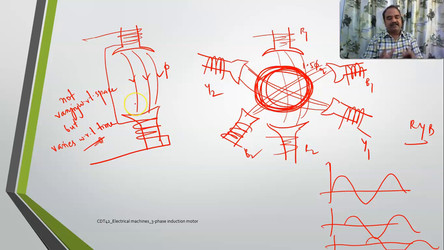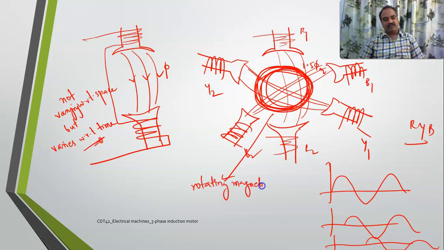With a single-phase AC supply, you will feel only a stationary magnetic field, which is varying with respect to time. But if you use a three-phase AC supply, you will feel a magnetic field which is rotating with respect to space, but has a constant magnitude of 1.5. That is the magic of three-phase AC supply. And you call this magnetic field the rotating magnetic field.